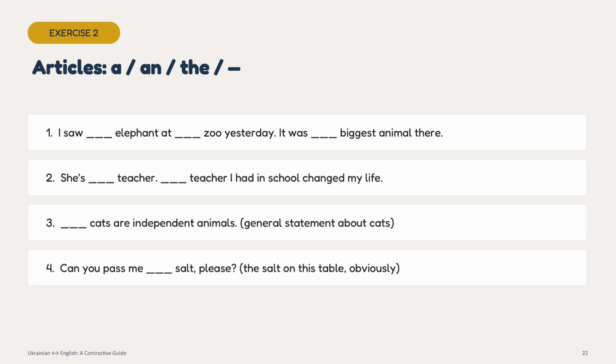And the last sentence here is, can you pass me the salt, please? The salt on the table, obviously. And would anyone want to try it except Alexandra? Yeah, I'll go. Okay, Elisa and one student.